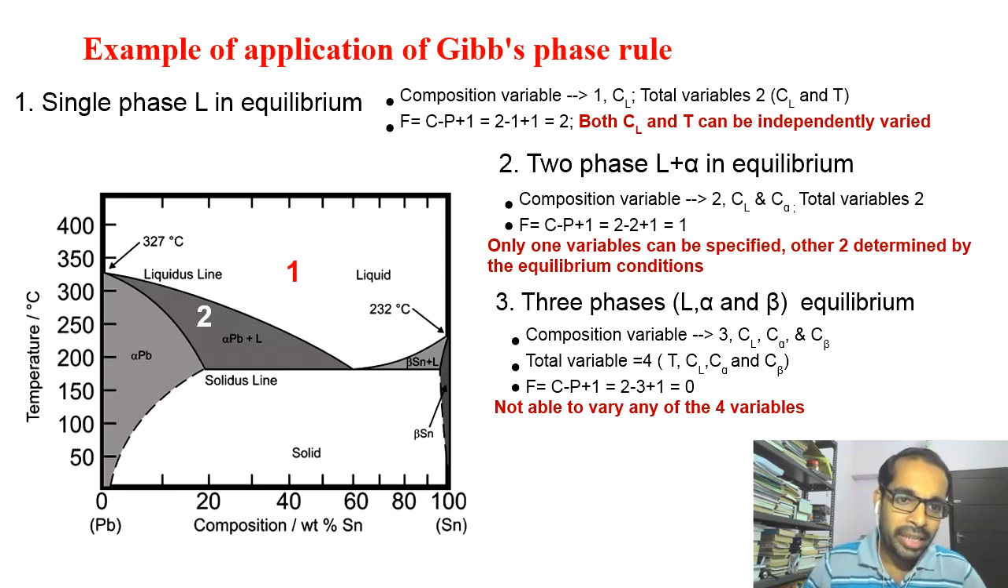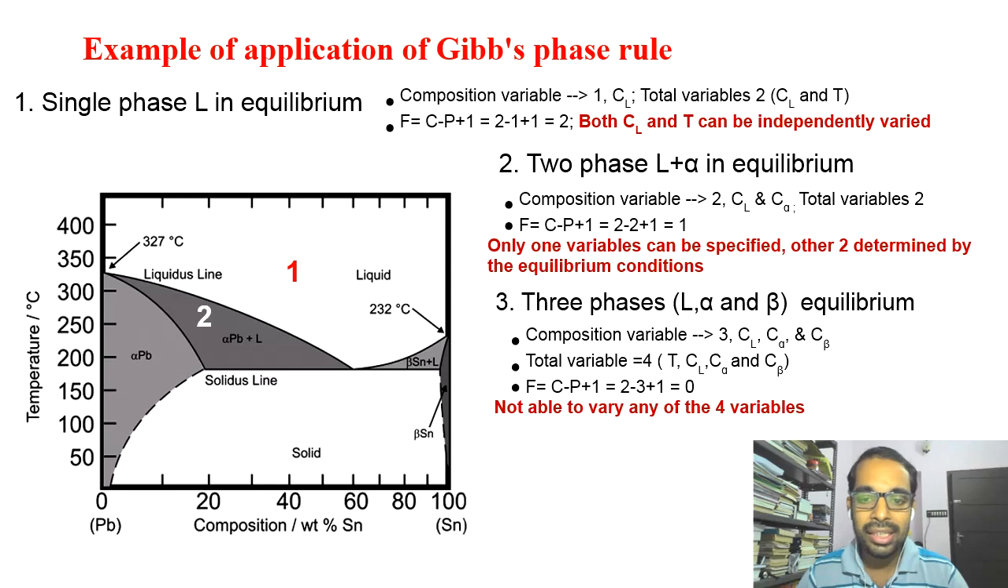Just imagine that in that particular region we keep the temperature fixed. Then we can draw a line horizontally along this region, and on the left-hand side there will be C alpha, and on the right-hand side there will be Cl. Once we fix the temperature, we can only have one fixed value of C alpha and one fixed value of Cl. We cannot have different values. That is what we inferred from the Gibbs phase rule.